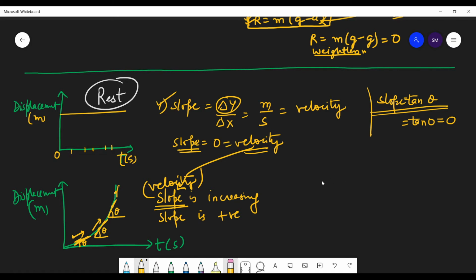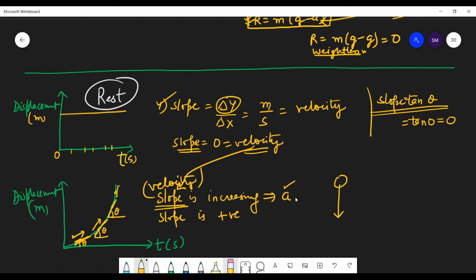Can you give me some example when the velocity is increasing? A natural example. When the velocity is increasing, it means there is acceleration taking place. Yes. What happens when a ball is falling down? Will the velocity increase or not? Yes, velocity increases. Right.